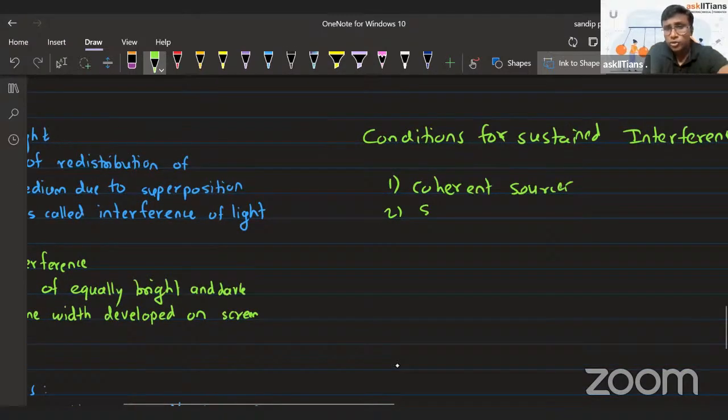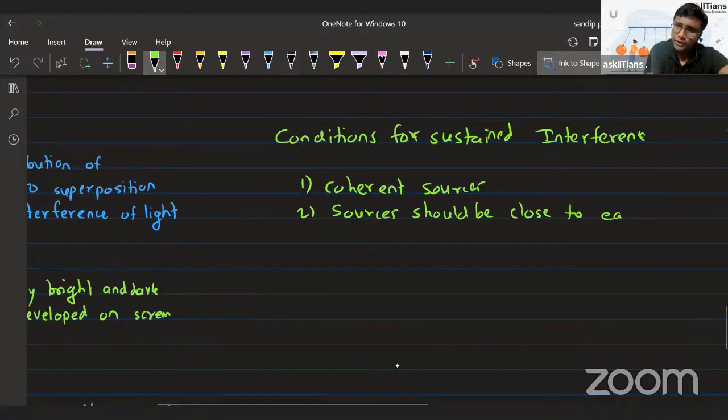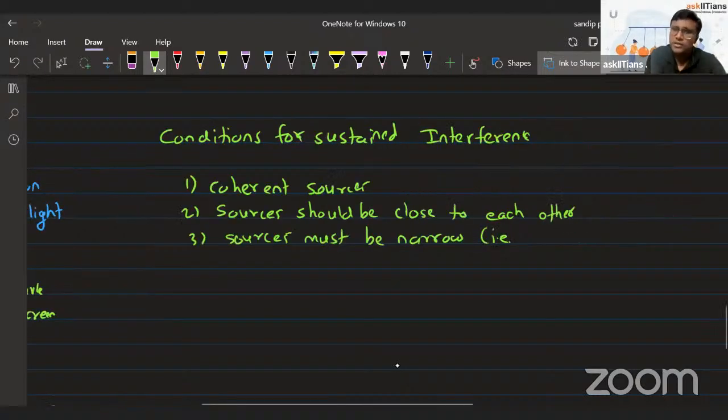Another, the sources should be close to each other. Third, sources must be narrow. Narrow means pinhole, that is, point size sources must be there. That we need to understand.